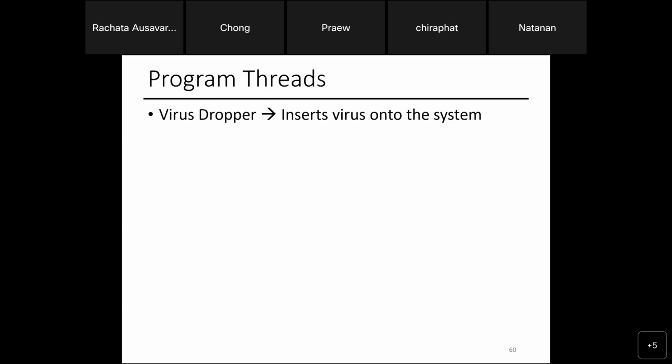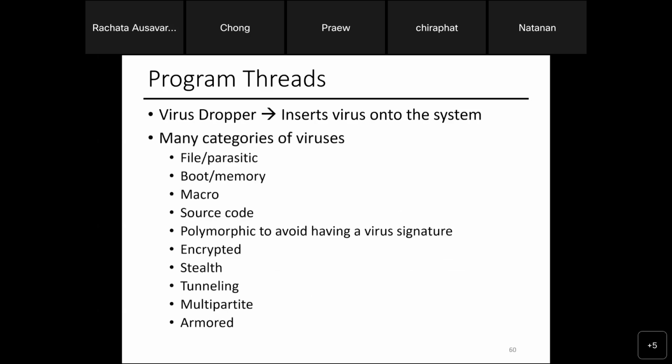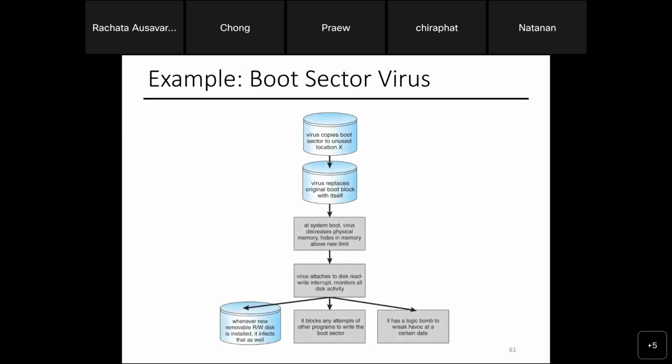A virus dropper is the way to insert a virus into your system, and there are many categories which I will list out so that you can read that. But I'll not go over that list. You can add a virus, for example, on the boot sector. What it means is when you're booting, the virus copies the boot sector to an unused location and replaces it. Remember, the boot sector is at this location. So what the virus does is throw this away, and then I replicate myself there. Then I can launch whatever I want from the time you open up the machine, not even when the OS runs, right?